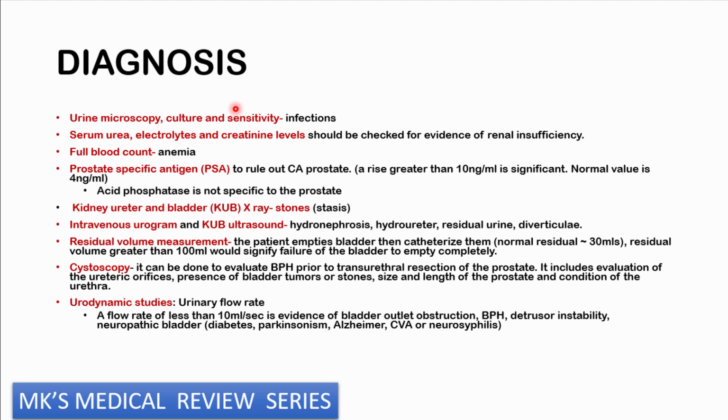And this is actually a bit more specific as compared to acid phosphatase, which is an enzyme that is found in many human tissues. It's also concentrated in the prostate, though it's not really specific to the prostate.